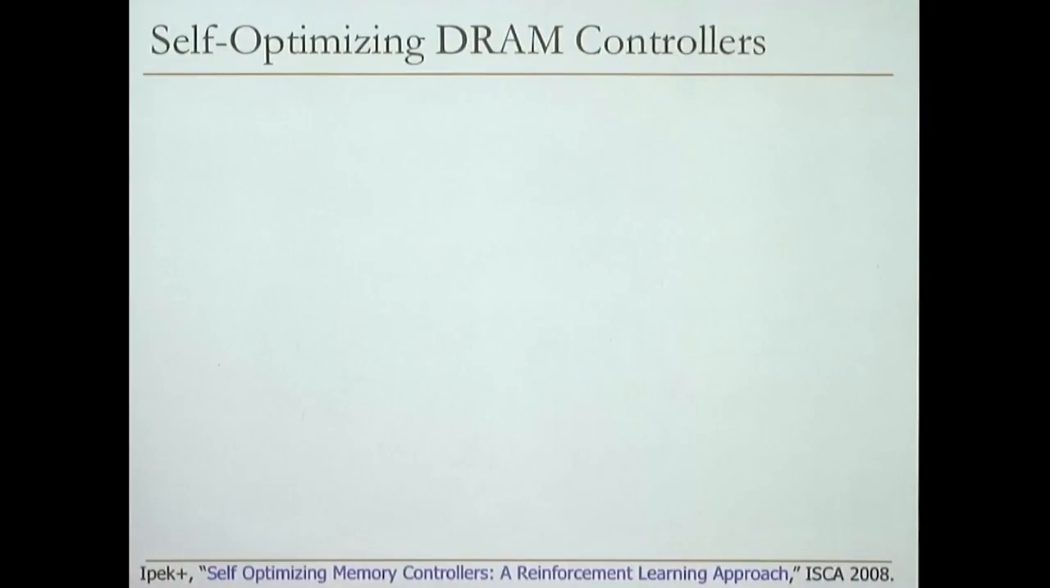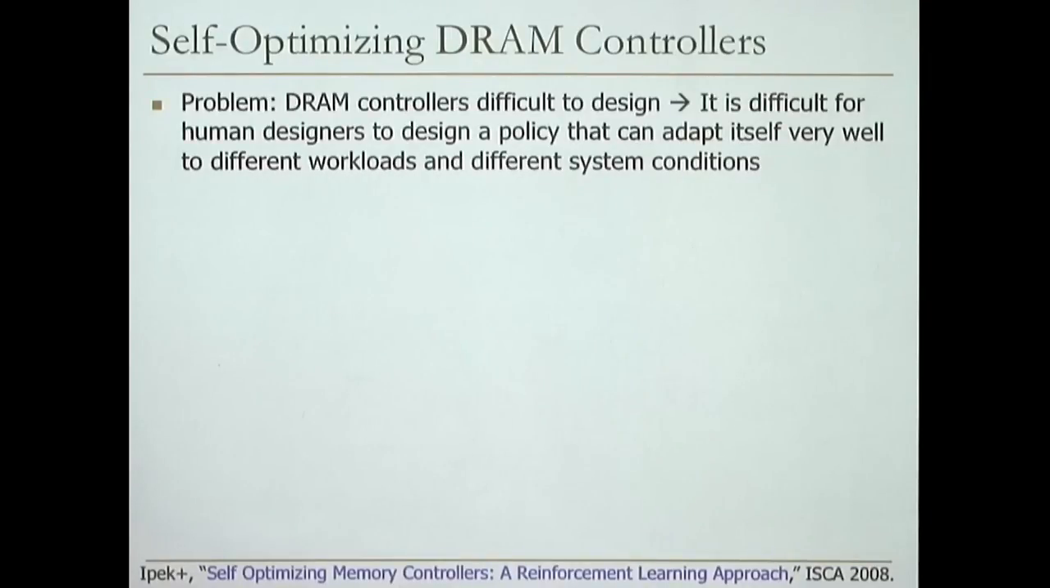But this was our dream, basically: have a memory controller that can do stuff on its own. So the motivation was that DRAM controllers are difficult to design. And it's difficult for human designers to design a policy that can adapt itself very well to different workloads and to different system conditions. As I said, things are getting more complex. And we didn't even look at a very complex system over here.